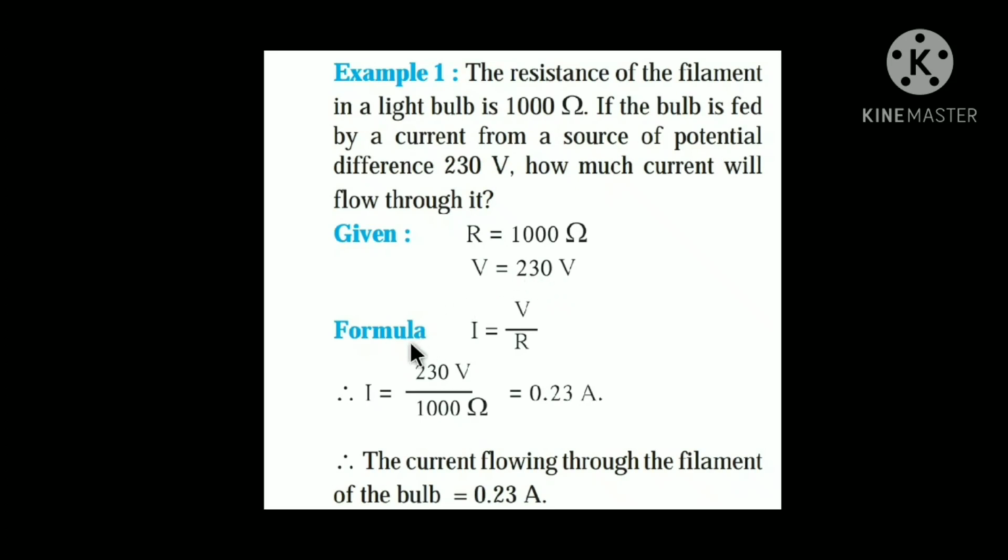Then according to Ohm's law formula, I is equal to V upon R. So I is equal to 230 volt upon 1000 ohm, which is equal to 0.23, and it is electric current, so the unit is ampere. So 0.23 ampere. The current flowing through the filament of the bulb is equal to 0.23 ampere.